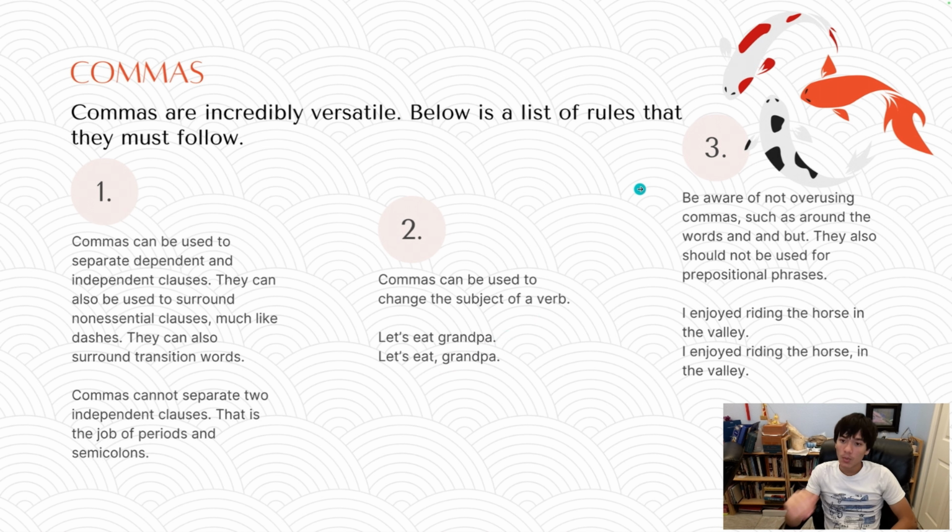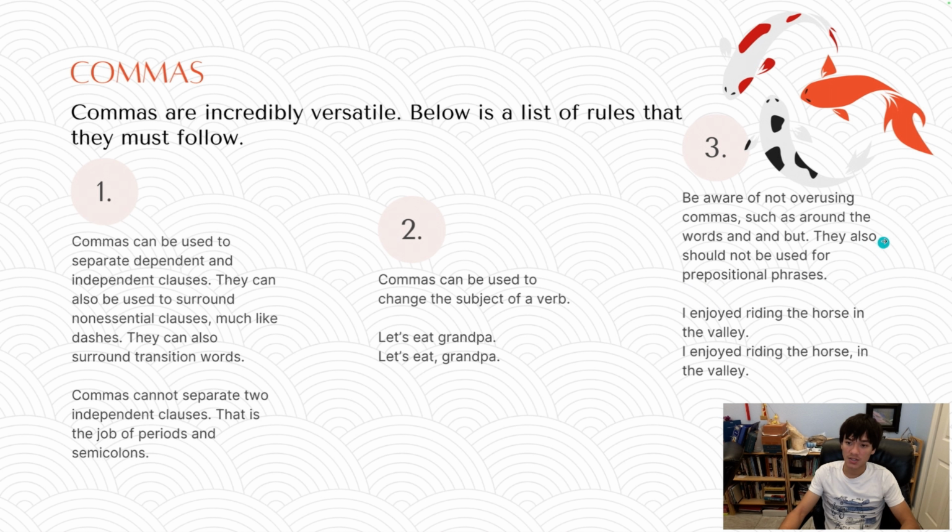3. Be aware of not overusing commas, such as around the words and but. Those ones you can't surround with commas like you could surround a transition word. They should also not be used for prepositional phrases. So prepositional phrases are your ones where they're kind of describing a position, like here which is in the valley. That's a prepositional phrase, okay?